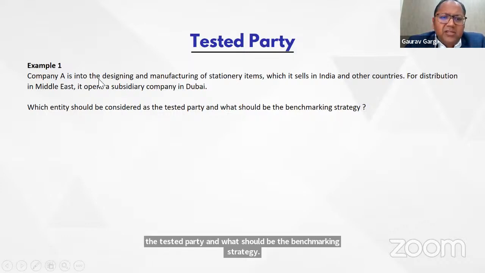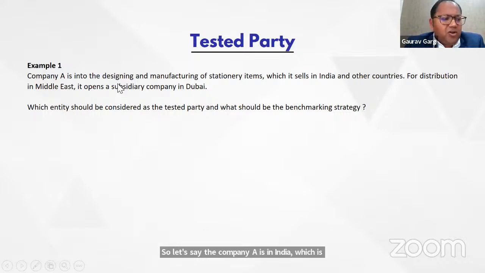So let's say company A is in India, which is into designing and manufacturing of stationery items. This company sells the product in India and other parts by exporting. In order to explore the Middle East market, they opened a subsidiary company in UAE, in Dubai. Now we need to decide which party should be considered as the tested party and what should be the benchmarking strategy. So I would request, if you are listening carefully, that you share your view in the chat box: which party, according to you, should be considered the tested party?